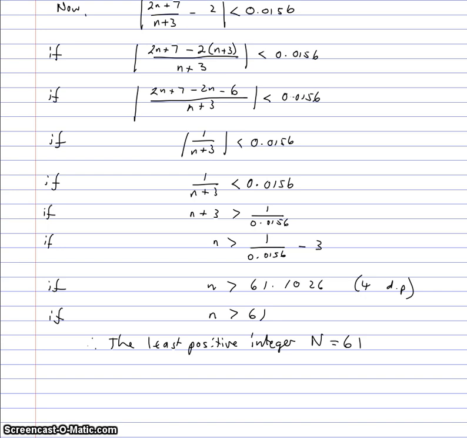So capital N, this is where it can be a little confusing, okay? Because little n must be greater than 61, the next term would be 62. But the number of terms must be greater than our value of N, okay? So that means that the value of N, capital N, must be equal to 61.